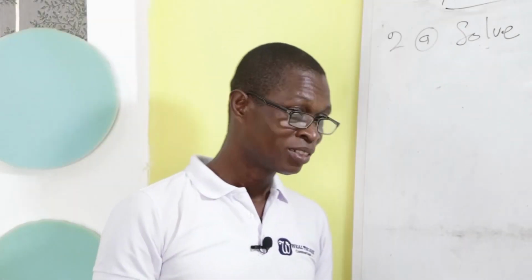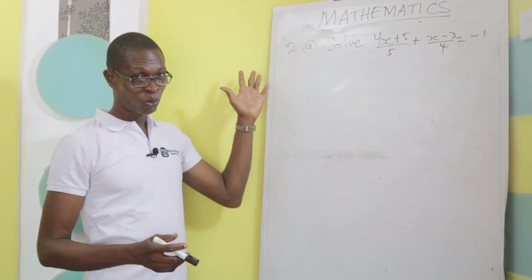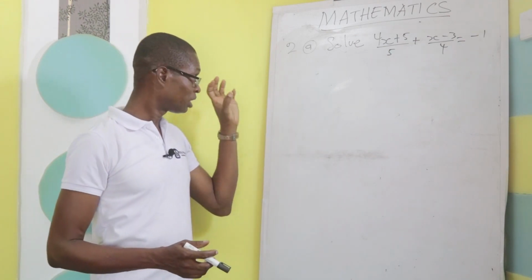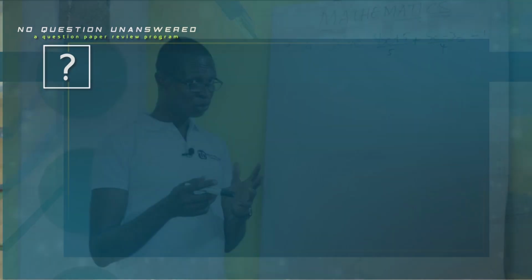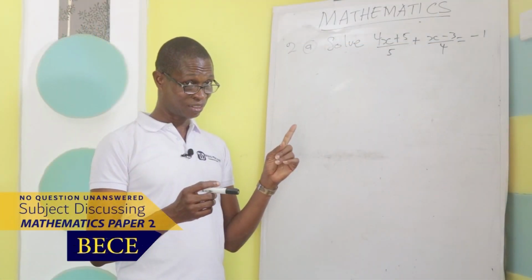All right, viewers, we are now on question 2, precisely question 2A. And the question is right on the board, as you can see. It's an equation. Now, an equation like this, of course, you need to find the LCM. Finding the LCM, earlier on we discussed it. I showed you 2 ways of killing this cat.